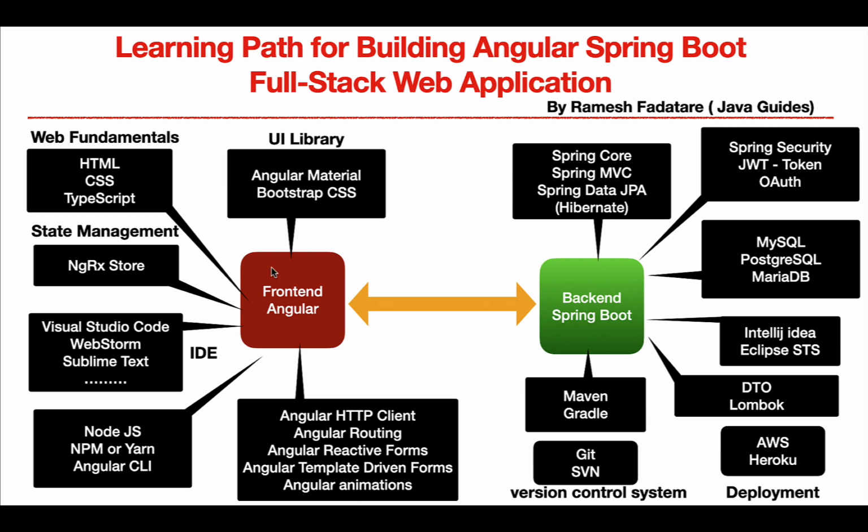So look here, this is the Angular Spring Boot full stack application architecture, and this architecture diagram summarizes the technologies that you need to learn to work on Angular Spring Boot full stack development. Well, first we'll take a look into the technologies that you need to learn to work on the front-end Angular application, and then later on we'll move into back-end Spring Boot application development.